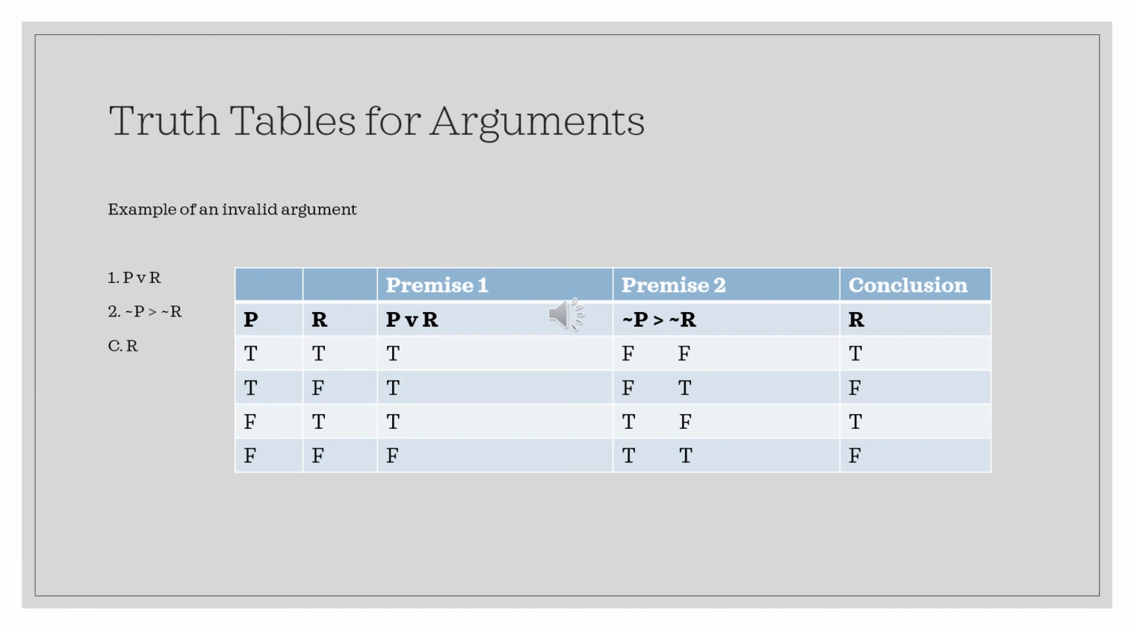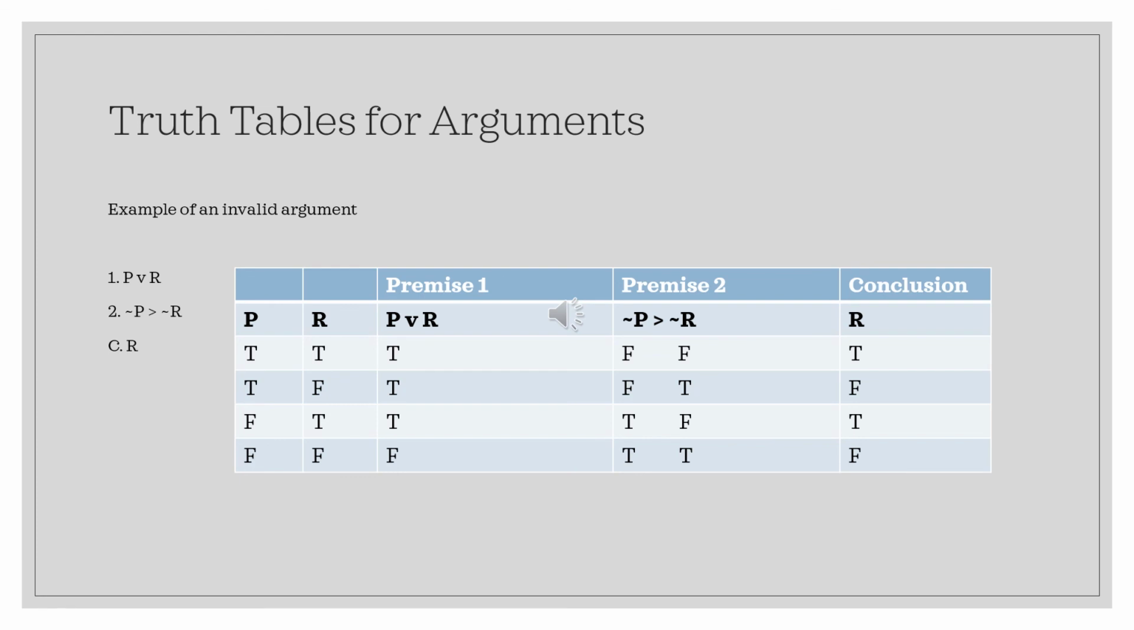So P, it's just only a four-line truth table. P is true, so we've got true, true, false, false. R, we've got true, false, true, false. Great. Now we can compute premise one. In premise one, we know it's P or R.